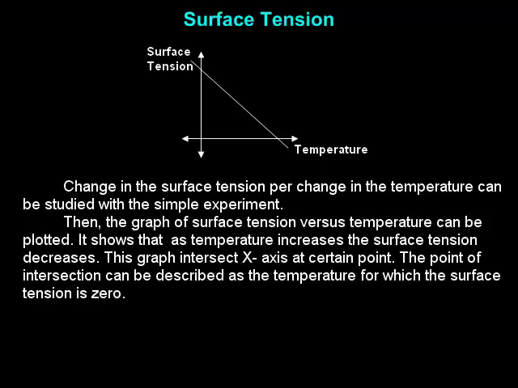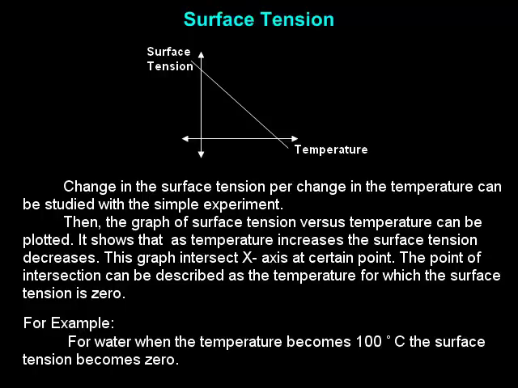The change in the surface tension per change in the temperature can be studied with a simple experiment. Then, the graph of surface tension versus temperature can be plotted. It shows that as temperature increases, the surface tension decreases. This graph intersects the x-axis at a certain point. The point of intersection can be described as the temperature for which the surface tension is 0. For example, for water, when the temperature becomes 100 degrees Celsius, the surface tension becomes 0.